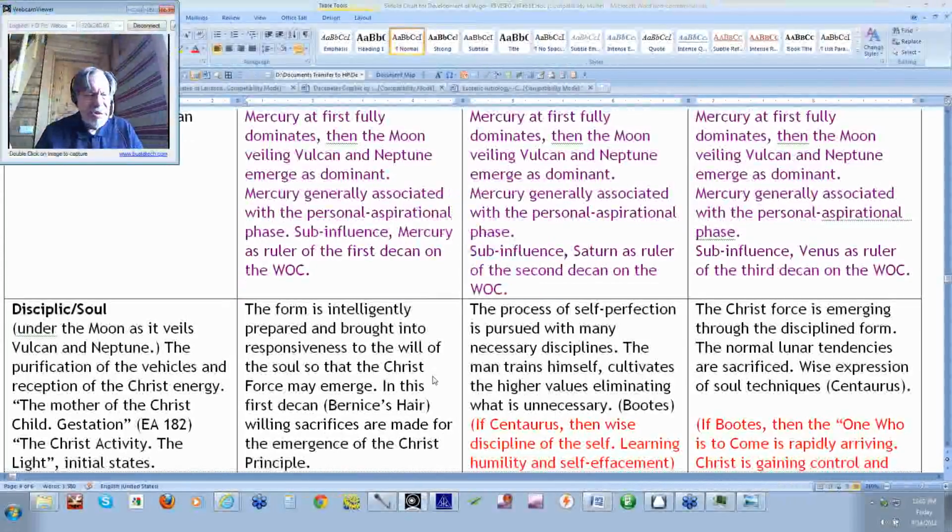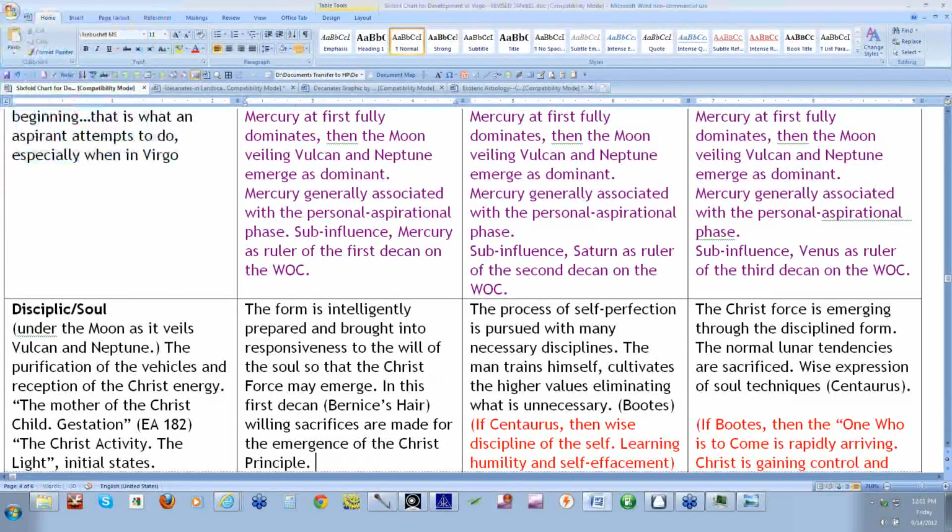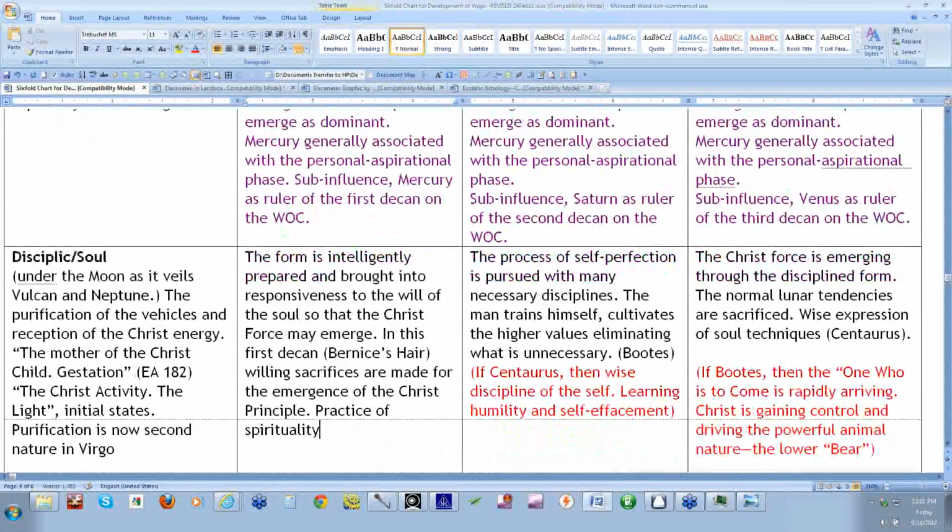I mean, this is what Master DK is training us to do. He's giving us the techniques. He's giving us meditation, which is ruled by Virgo. He's showing us the steps that have to be taken. Things are laid out sequentially, clearly, properly, and we have to practice spirituality intelligently.